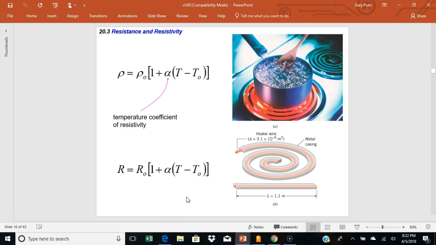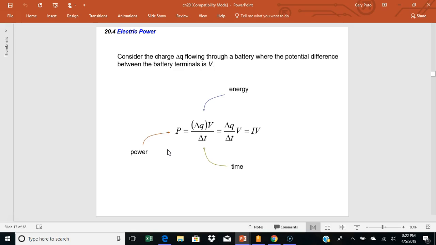So if you're dealing with heating up something on a stove, then you've got to adjust for the resistivity based upon the temperature. Resistance and resistivity. Next topic we'll talk about here is electric power.